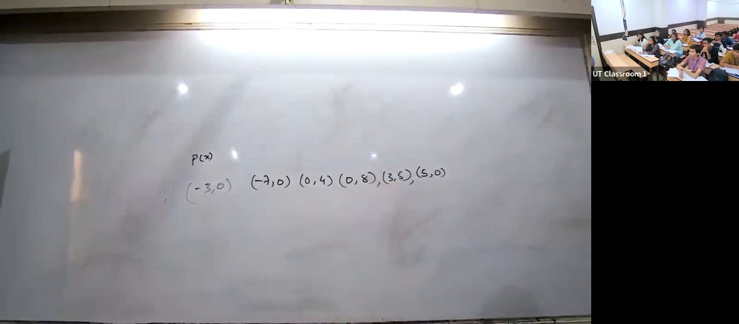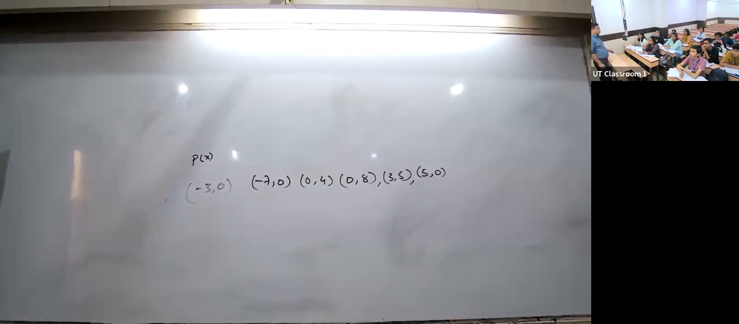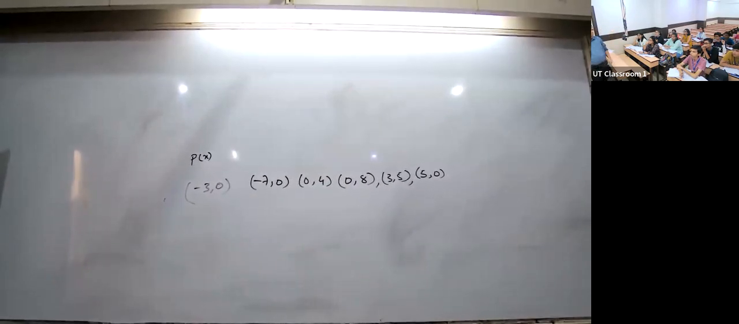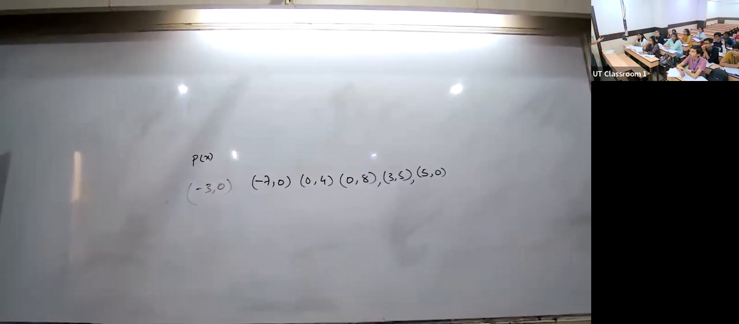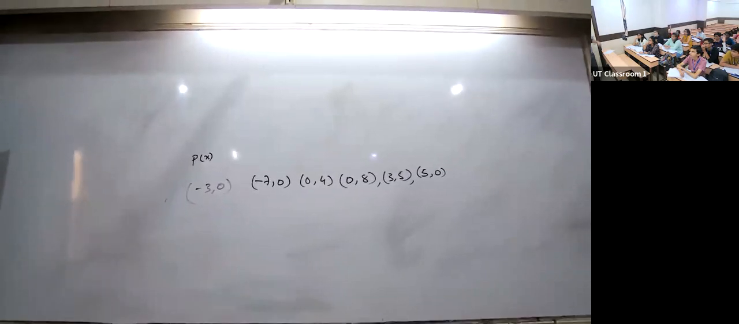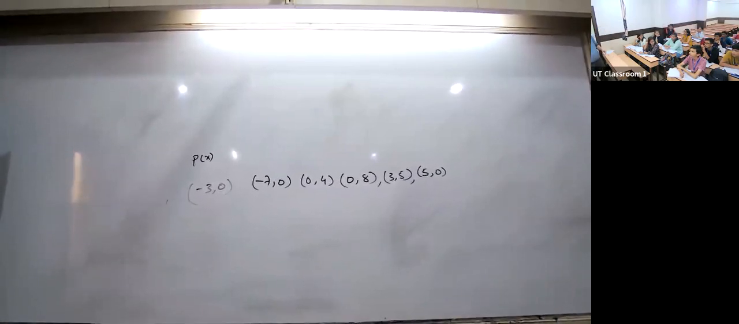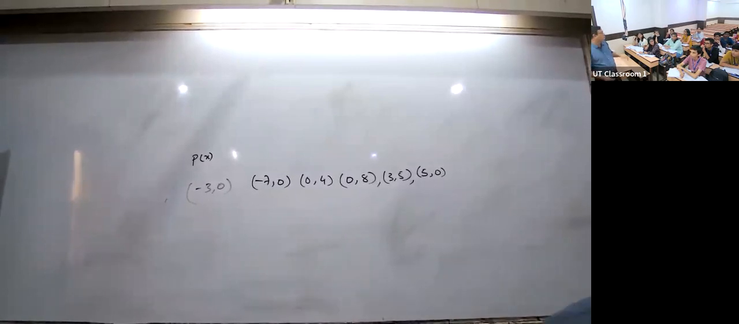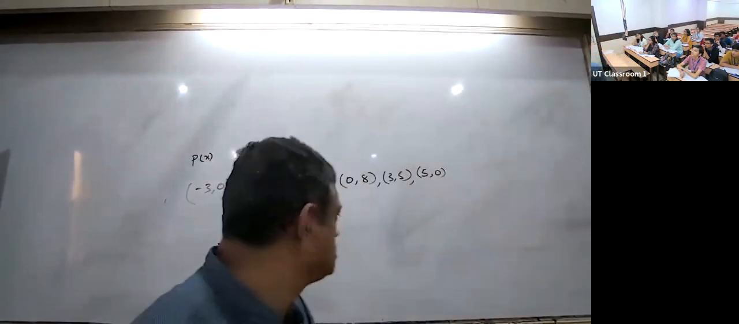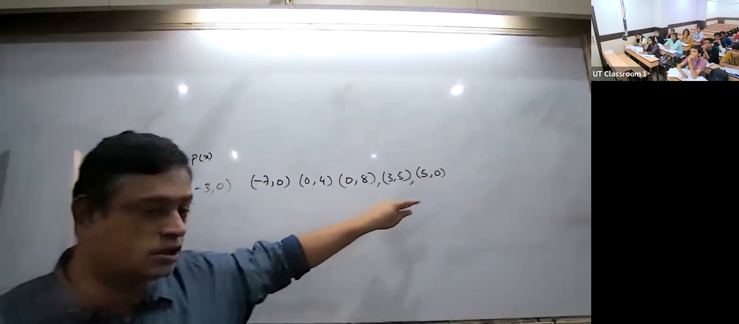The next question. Same P of x. Which are the zeros of this polynomial? Those who know, raise the hand. Priyanshi says minus 3; 0 is not a zero. Minus 3 is one zero. The second one is minus 7, and 5 is the third zero.